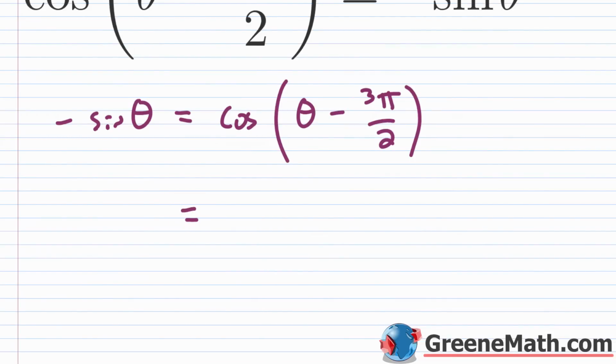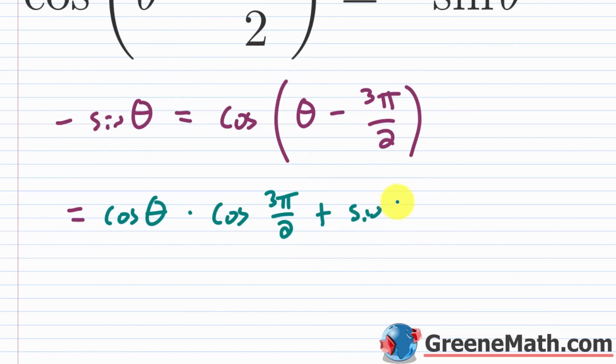I'm going to use my difference identity for cosine. So this is cosine of theta. Let me slide this down. I don't think this is going to fit. And then times the cosine of 3 pi over 2. Then because this is a minus, I'm going to go plus. You want your sine of this theta here, and then times your sine of 3 pi over 2.